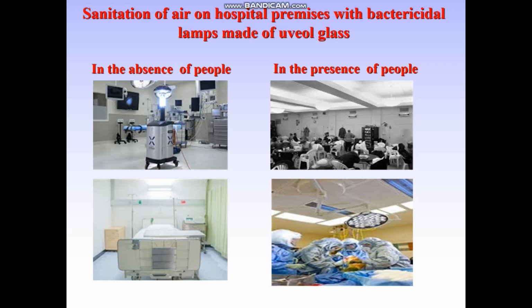Sanitation of air in the presence of people is the most effective way of sanitation because people seem to be the main source of bacterial contamination of air on hospital premises. The sanitation of air in the presence of people may be carried out with the use of shielded bactericidal lamps made of uviol glass with a production capacity of no more than 1 watt per 1 cubic meter.